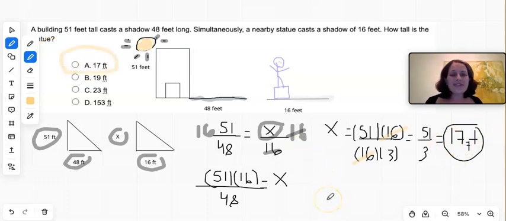I hope you enjoyed this video. It's a quick demonstration of how we can use word problems in geometry, and once you do the proportion, you will always find out the answer.